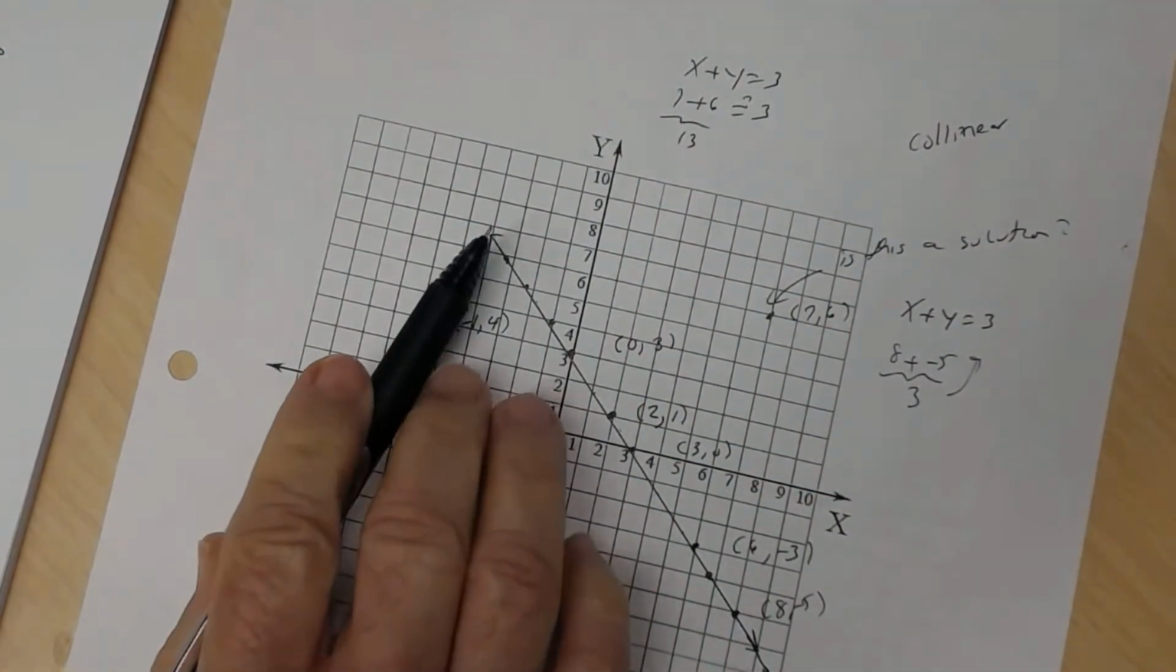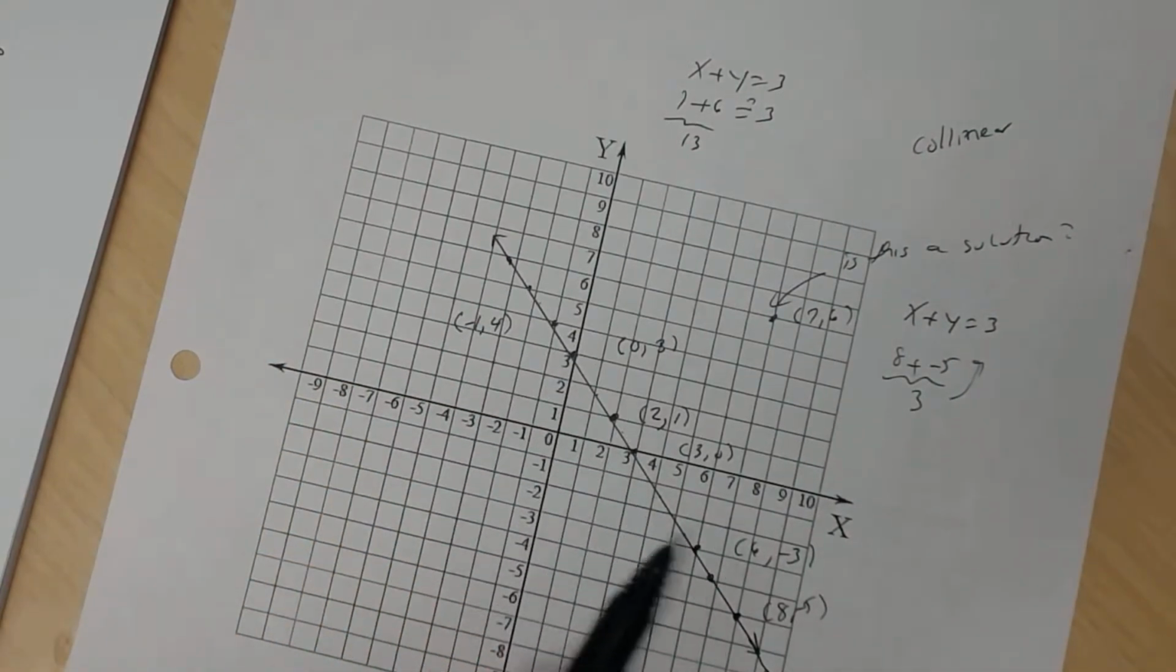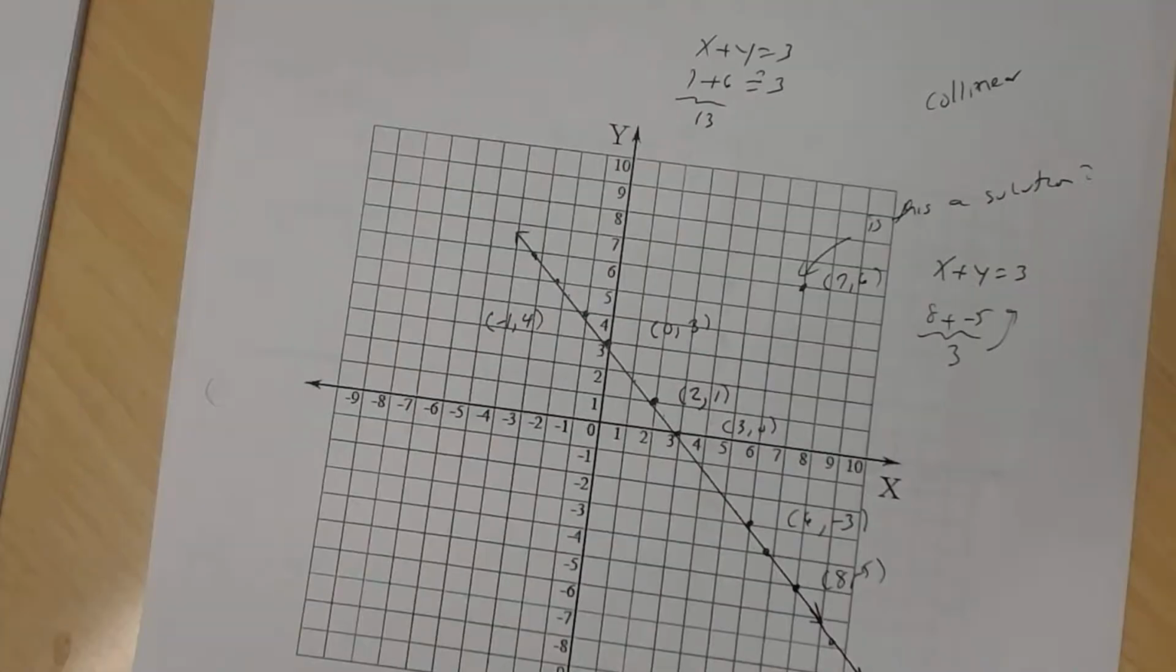So whenever you graph a linear equation, you're graphing the solutions. If the ordered pair does not lie on the line, then it's not a solution. Okay, so that's the idea of graphing linear equations. You're graphing the solutions. All right, so now let's look at this.